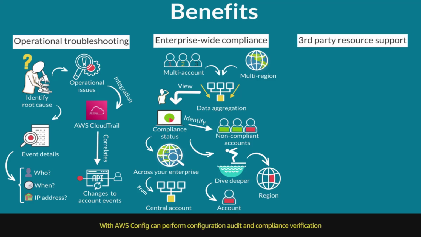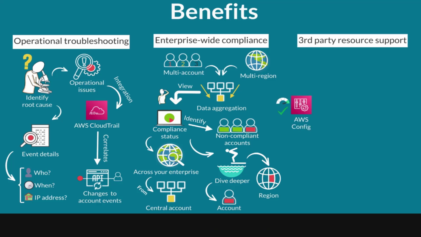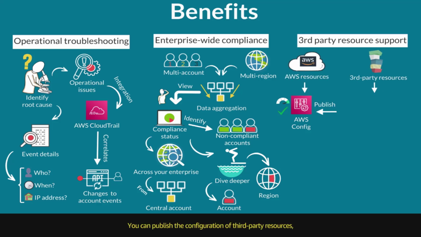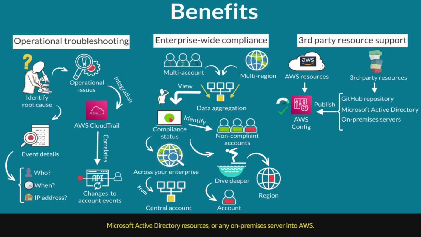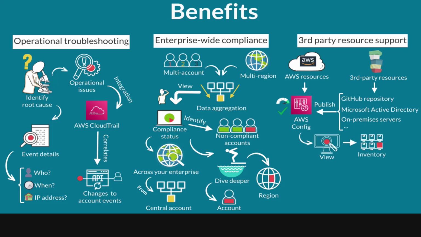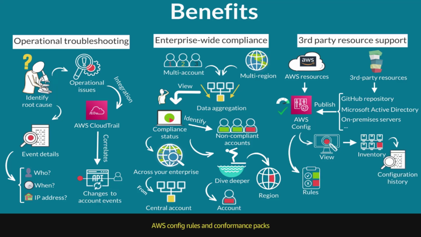Third-party resource support. With AWS Config you can perform configuration audit and compliance verification of both your AWS and third-party resources. You can publish the configuration of third-party resources, such as GitHub repositories, Microsoft Active Directory resources, or any on-premises server into AWS. You can then view and monitor the resource inventory and configuration history. You can also create AWS Config rules and conformance packs to evaluate these third-party resources.